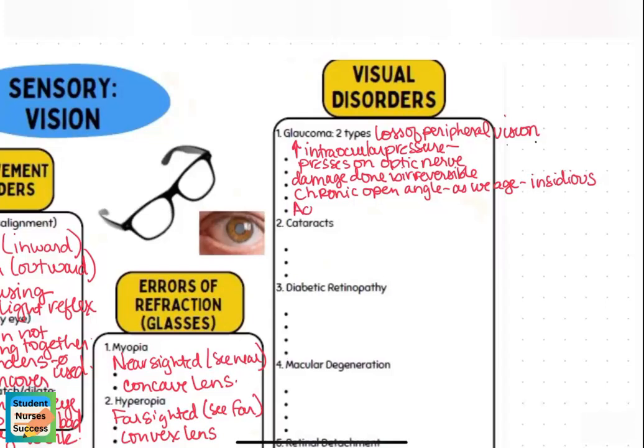The other is acute closed angle. This has a sudden onset, and it's emergent, and it's very painful. In this particular situation, acute closed angle is less common. In both situations of glaucoma, basically what's going on is the fluid in the eye, called the aqueous humor, is not draining properly, and that increased pressure starts to damage the optic nerve.